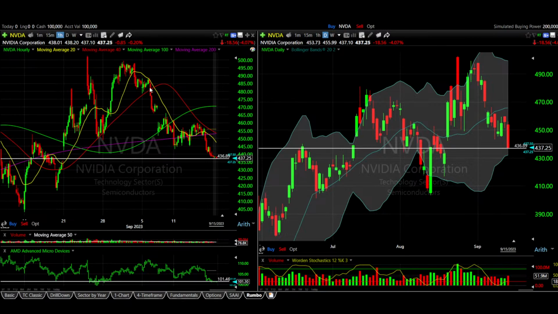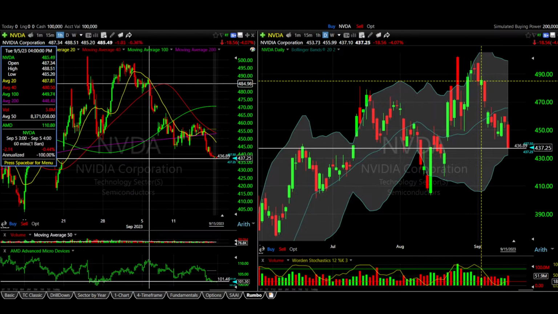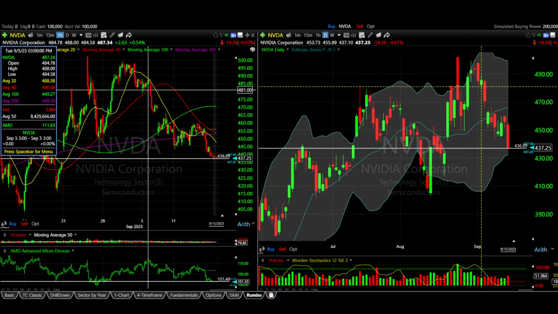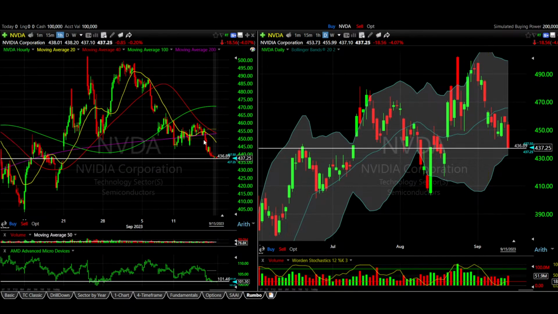Nvidia, same thing happened. It was decreasing. It broke the moving averages of 20 and 40 downwards, as you can see. And then it goes from 481 all the way down to 457. Wow, that is about a 30-point put. Wow. 24-point put, which is absolutely incredible.